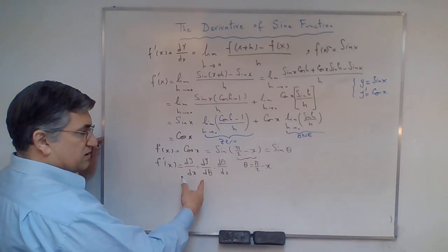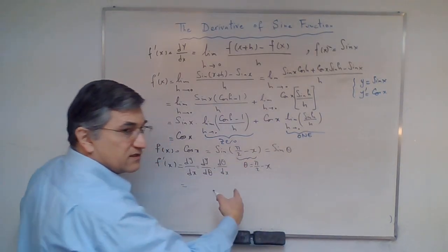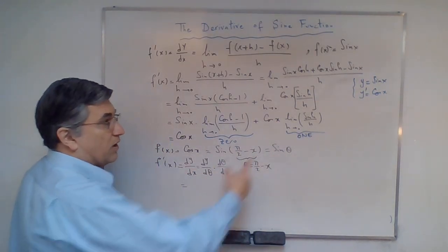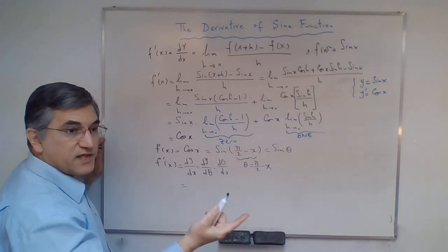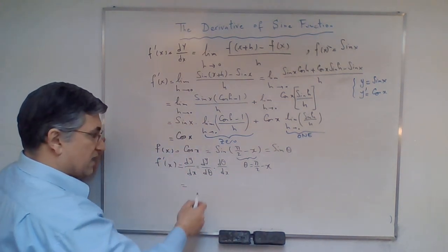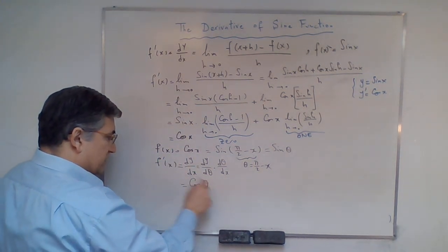So what is dy over d theta? That's derivative of sine theta with respect to theta. Well, the answer is right there. It's cos theta. We just proved it 2 minutes ago, didn't we? So that is cos theta right there.